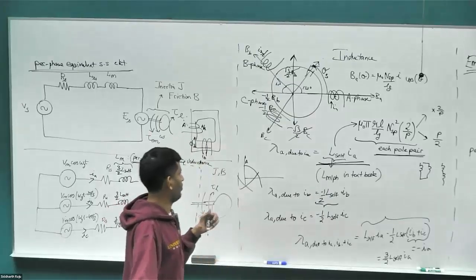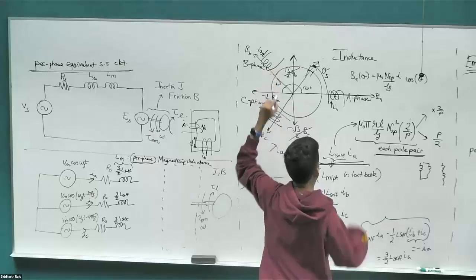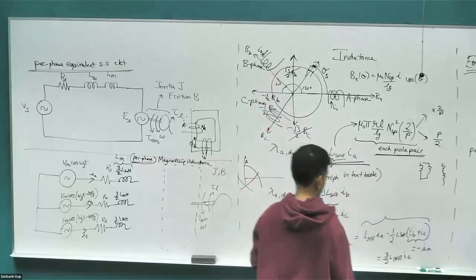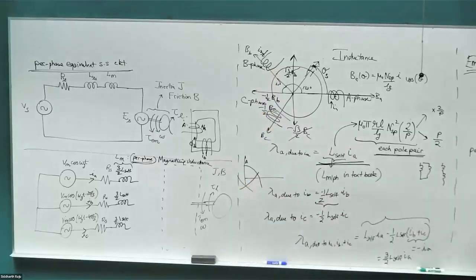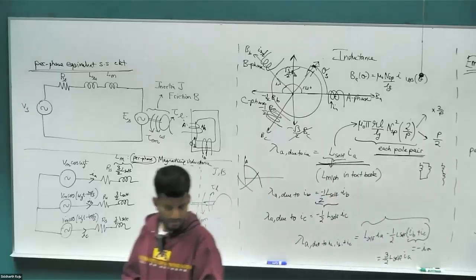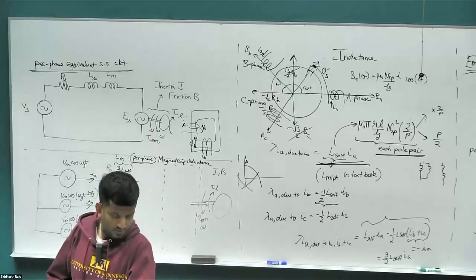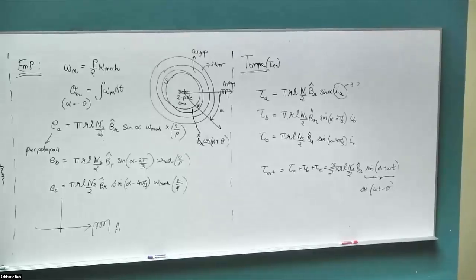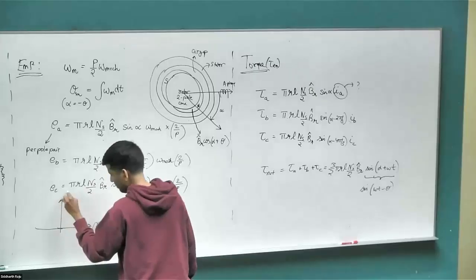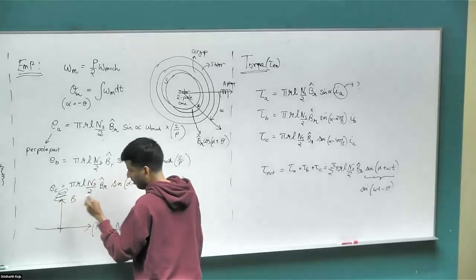So if I ask you a question, let's say instead of a three-phase motor, I had a two-phase motor. Again, sinusoidally distributed winding. Let's say A phase is here. For a two-phase motor, where will the second coil be? What will be the angle for the second coil in a two-phase motor? 90 degree or 180 degree? 90 degree. So this is your second coil.